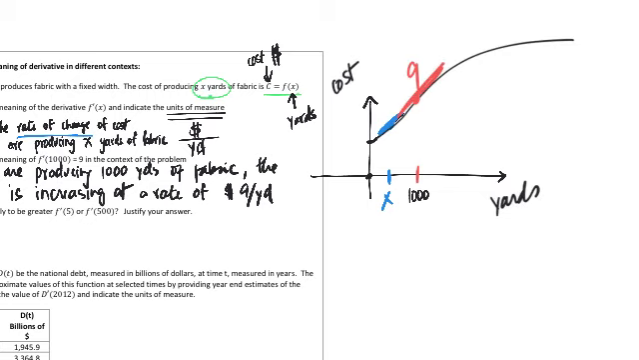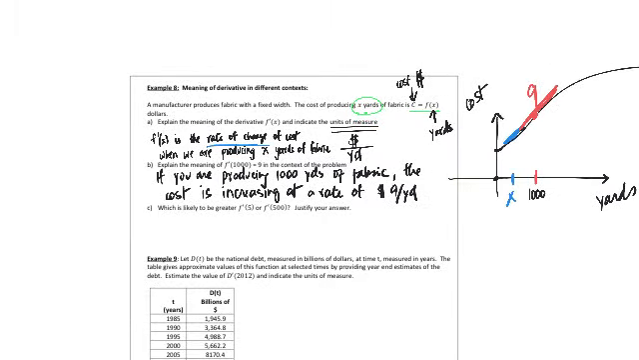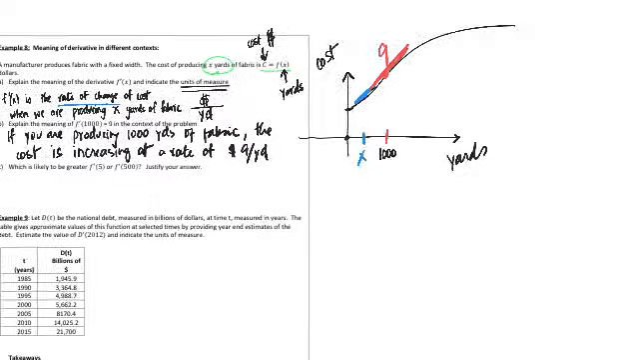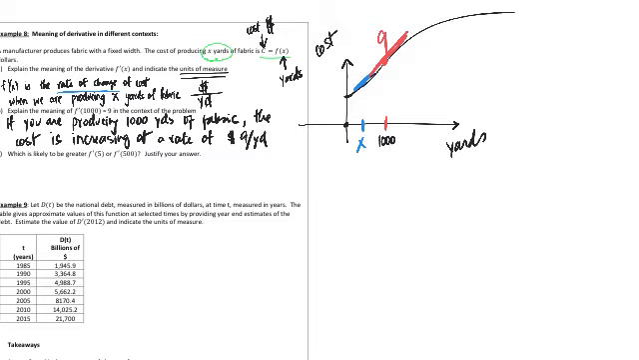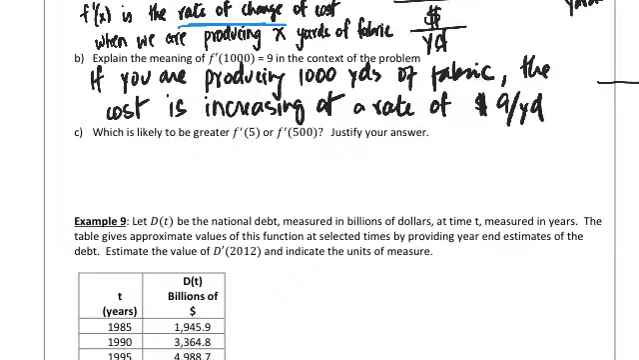So that's telling you that the next yard of fabric, if you will, is going to cost you $9 more to produce. Okay, that's the idea. Which is likely to be greater, f prime of 5 or f prime of 500? Here, the idea is that in economics we have something called economies of scale. So the more you're producing, probably the less the next yard is going to cost, right?